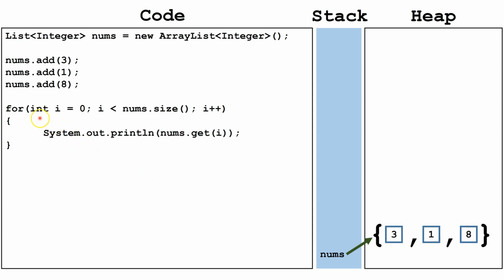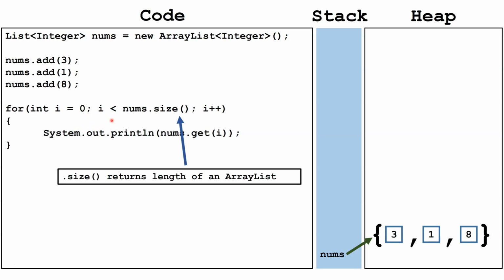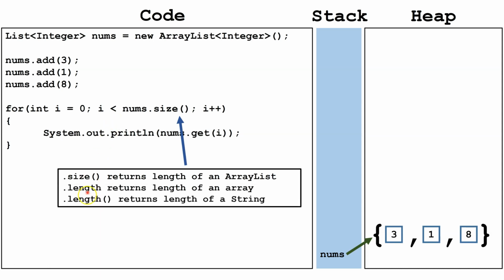We have a standard for loop. We start off by initializing i as 0, and we will continue as long as i is less than nums.size(). .size() is how we check the length of the array list. We remember that .length without parentheses is how we check the length of an array, and .length() with parentheses is how we check the length of a string.